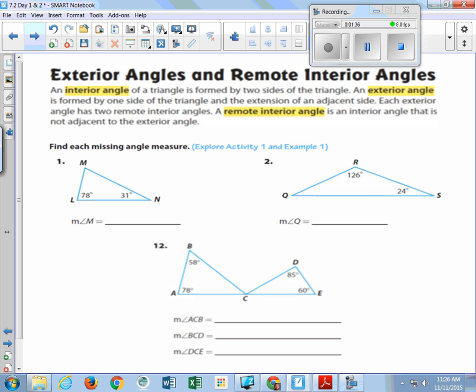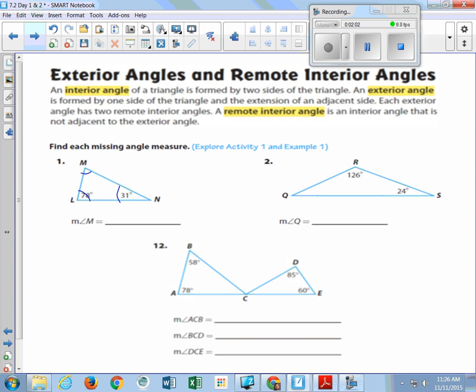Okay, let's go to the next. The next is exterior angles. We're going to spend a lot of time on the interior angles. Those should be pretty easy. Now exterior angles and remote interior angles. Let's understand what each type of angle is. An interior angle is an angle inside of the triangle, formed by two sides of the triangle. It has three, but an angle is formed by two sides of the triangle.